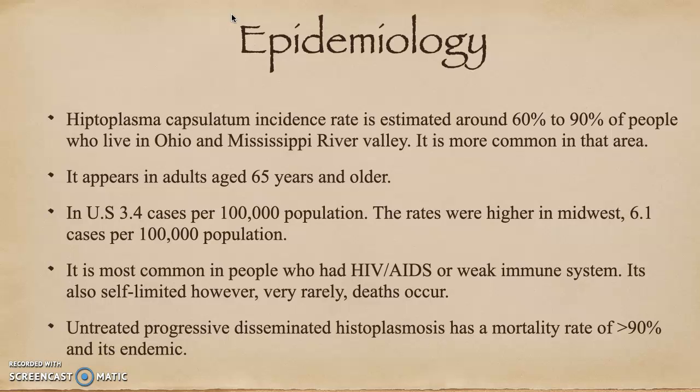Like I said, most people who live on a farm, they have animals, especially birds and chickens. And it is most common in people who have HIV and AIDS or a weak immune system. And it's also self-limited. However, it's very rare, but deaths can occur.